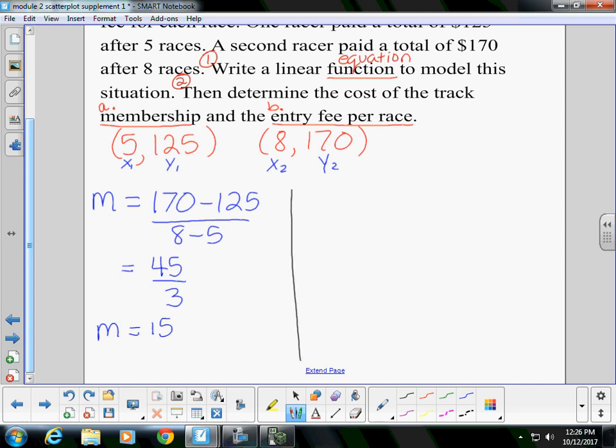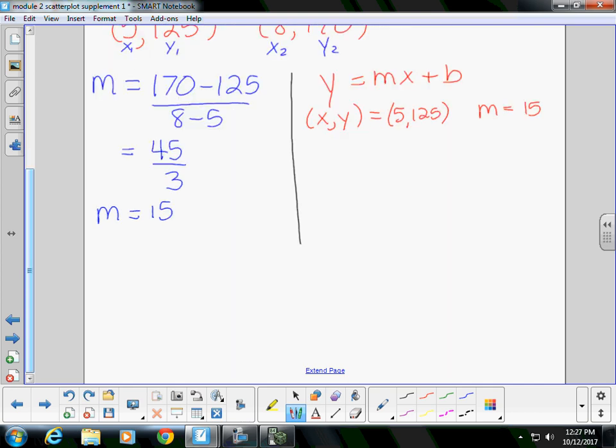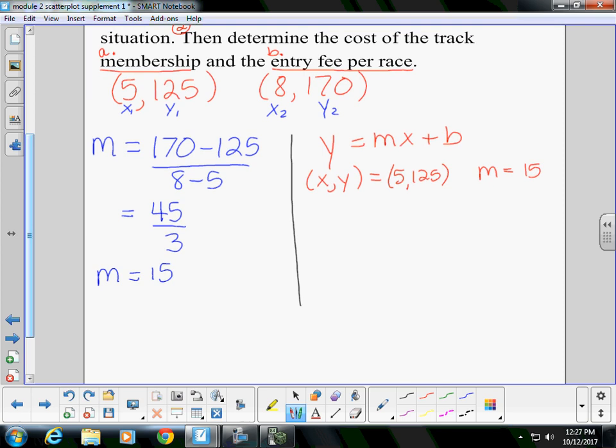Okay, secondly, we've got to find our b now. So we use y equals mx plus b. And with that, we need to decide which ordered pair we're going to use for x and for y. I'm going to pick the smaller numbers, 5 and 125. And then for m, I'm using 15. And then we're solving for b. For y, I'm plugging in the 125. For m, I'm plugging in the 15. And for x, I'm plugging in the 5. Solve for b.